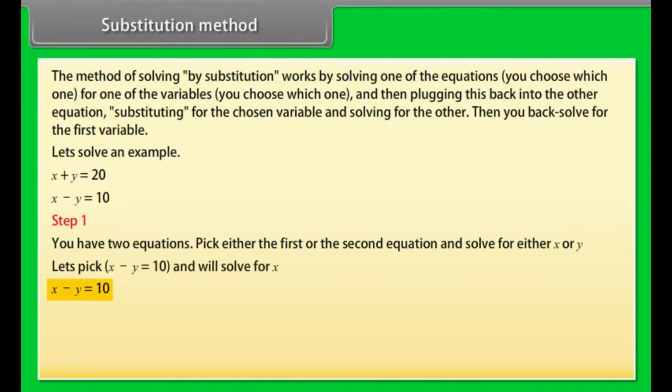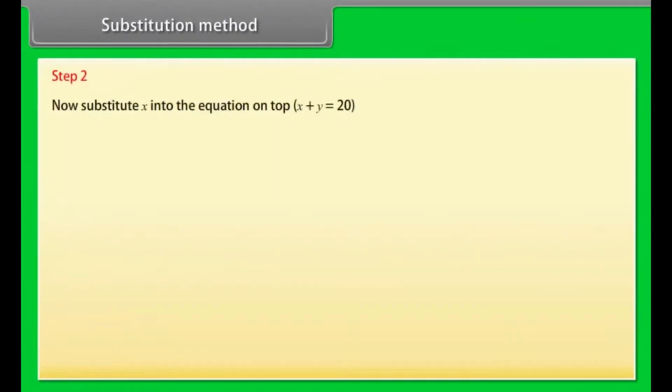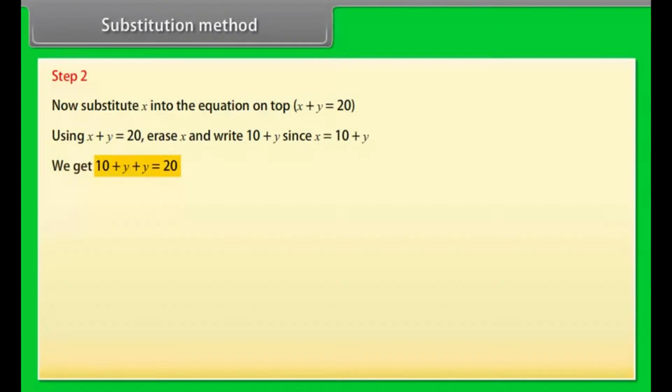x minus y is equal to 10. Add y to both sides. x minus y plus y is equal to 10 plus y. x is equal to 10 plus y. Step 2. Now substitute x into the equation on top. x plus y is equal to 20. Erase x and write 10 plus y, since x is equal to 10 plus y. We get 10 plus y plus y is equal to 20.